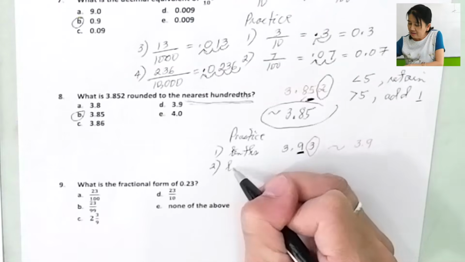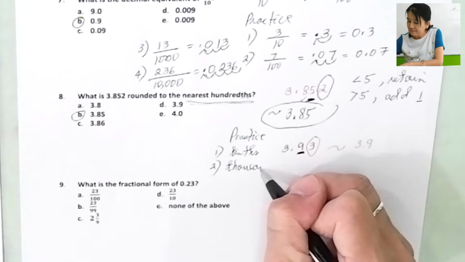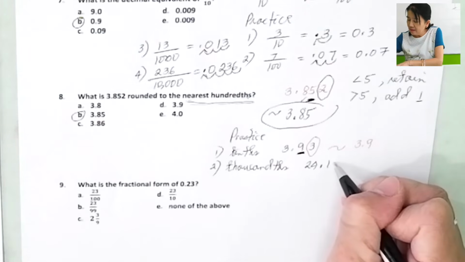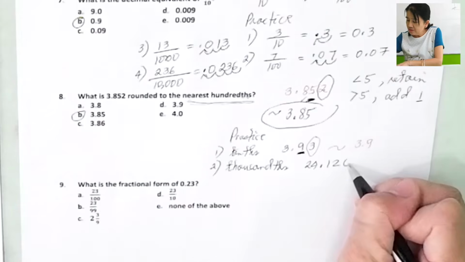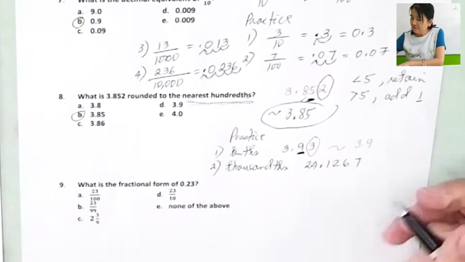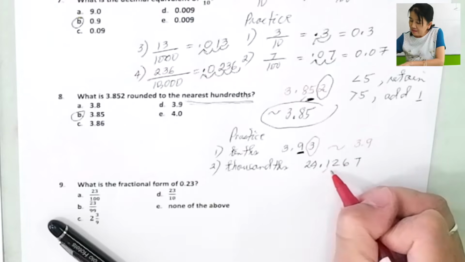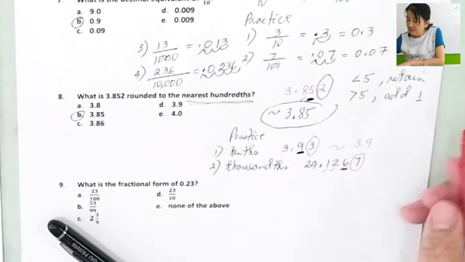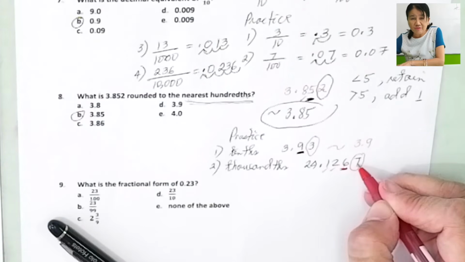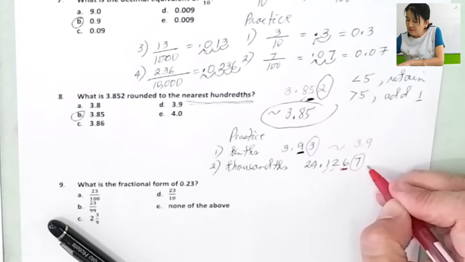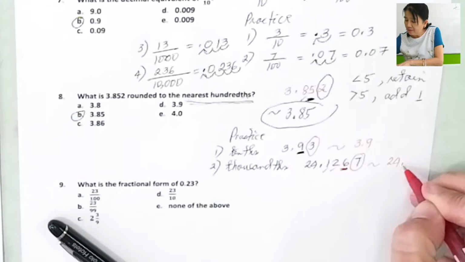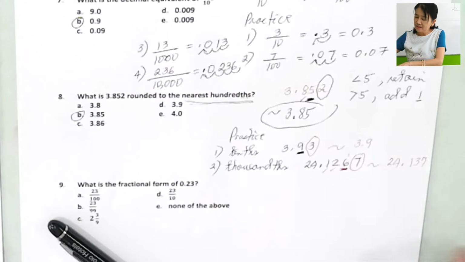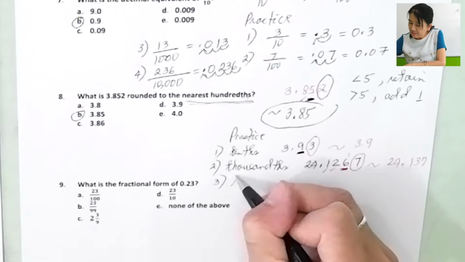Next, number 2. Round to the nearest thousandths. Let's say we have here 24.1267. Tenths, hundredths, thousandths. This is the thousandths place. Encircle this. 7 is greater than 5. So add 1 to 6. You will have here 24.137. Add 1 here.